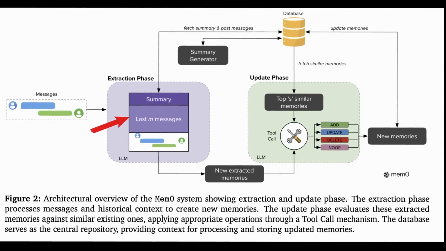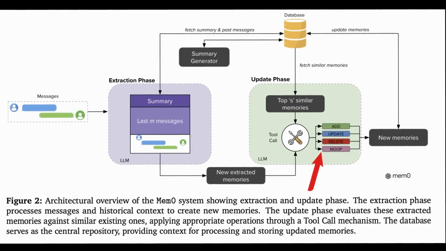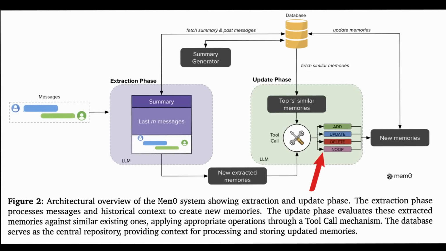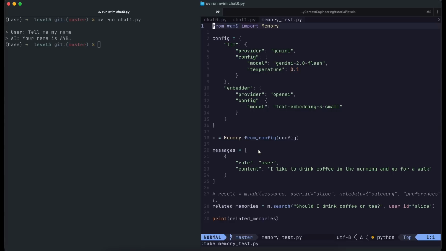And then in the update phase, the LLM can either decide to add, delete, or update the existing memories. And this also happens by doing semantic retrieval and then updating individual memories. Using mem0 is pretty easy.